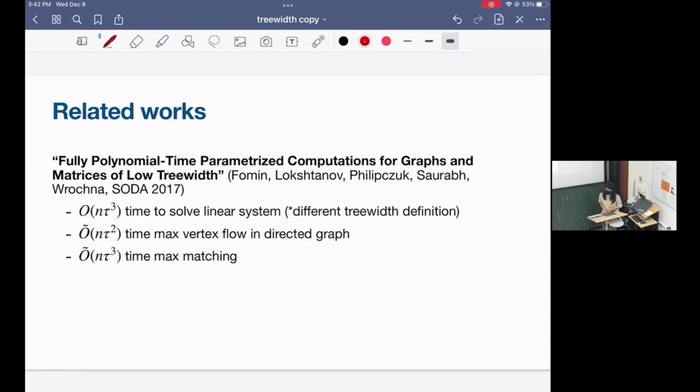And actually in this paper, the authors had already conjectured that you can also solve linear programs fully parameterized and in fully polynomial time in the Treewidth parameter.